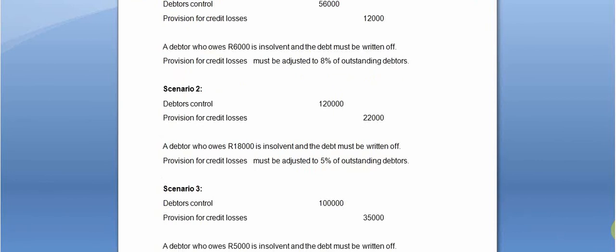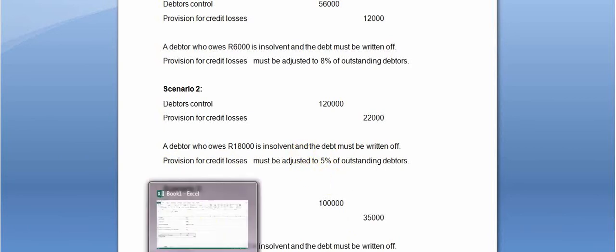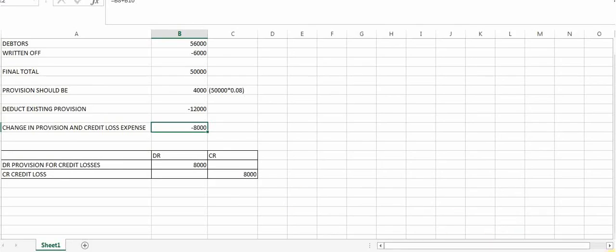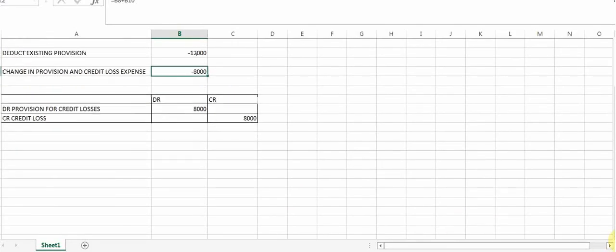They tell you a debtor owes 18,000 and is insolvent, must be written off. And again, the credit losses provision is adjusted and it must now be 5% of outstanding debtors. So how will I go about doing this calculation? And now you will see I'm kind of just repeating the format that I've done previously.